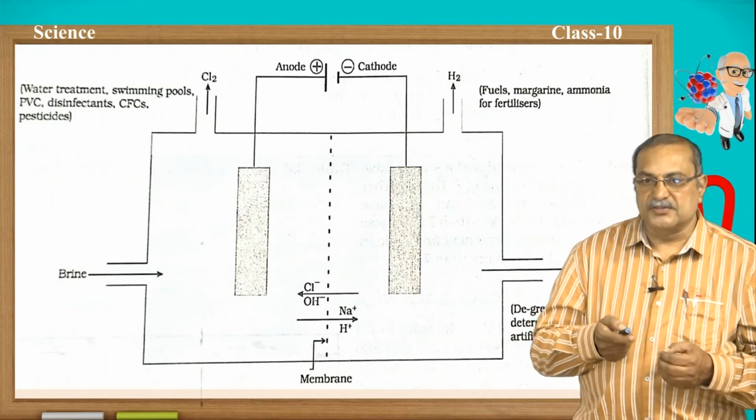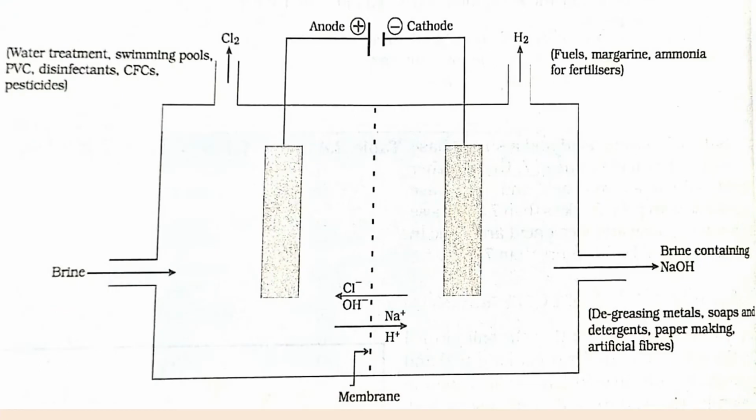How do they do this? This is the experiment. See, this is the tank, and there is a thin, porous membrane in between, and there are two electrodes. One is the anode, which is positively charged and connected to the positive terminal, and the cathode, which is connected to the negative. There are two openings on the upper side and two openings on the lower side. On one side we send the brine solution into the tank, and the other two are for the gases coming out, chlorine and hydrogen.